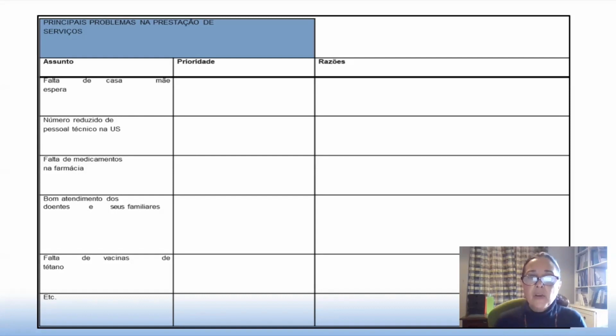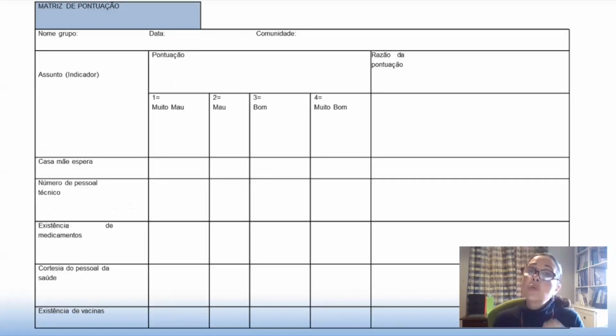Was it that there was a lack of a maternity waiting home? Or were there insufficient staff at the health facility? Or was there a lack of medicine? Or was there poor treatment of clients at an interpersonal level when they came in? So they set priorities and the reasons why. Then the scorecard was developed from that.